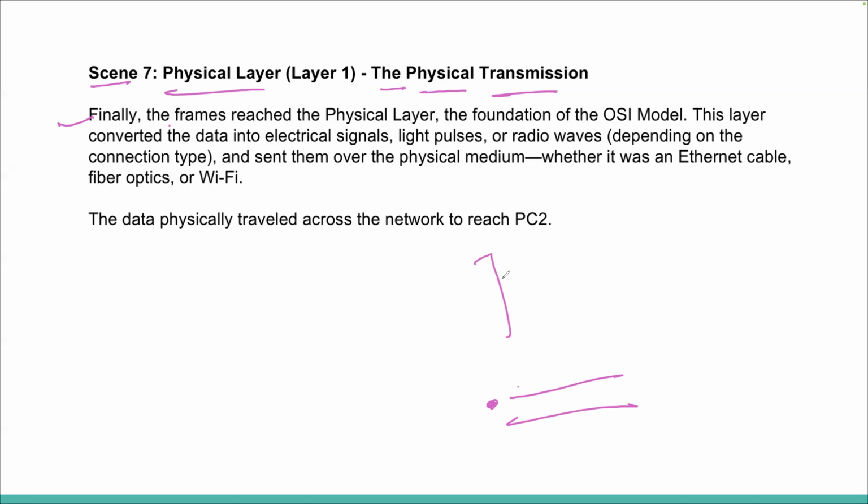It's coming all the way to the physical layer. Now my data is completely packed. Now I have to convert it into electrical signals. If I'm using an Ethernet cable, electrical signals; a fiber cable means light signals; Wi-Fi means radio waves. You convert them depending on the connection type, and it will be sent over the physical medium, whether it is an Ethernet cable, fiber optic cable or Wi-Fi. Now the data physically travels across the network to reach PC2.